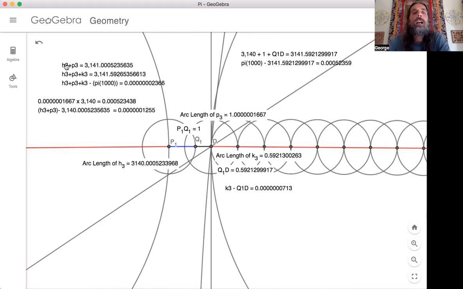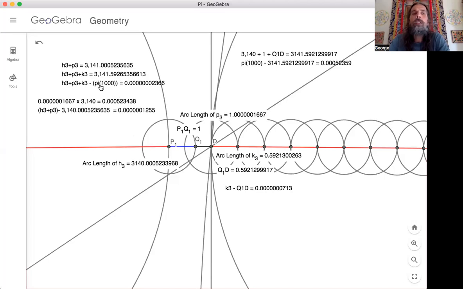Okay, so yeah, when I add H3 plus P3, so that's this number plus this number, I come up with 3141.005235. And then if I add up this arc length, which is this short little 0.592 arc length. So I'm just adding up the remainder, because what I want to see is how close did my little arc lengths come up to the value of pi, and where is my error in that, if there is any. So then I add all that together, I come up with 3,141.5926533.